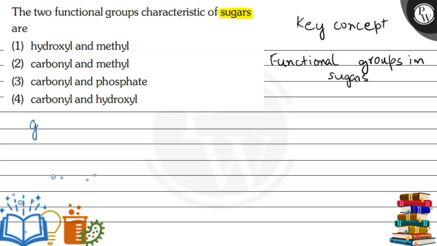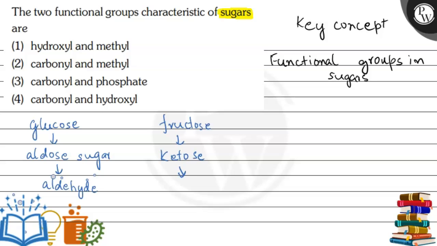Now, if we consider glucose, then glucose is an aldose sugar, which means that it has aldehyde group present in it. On the other hand, if we consider fructose, then fructose is a ketose sugar, which means that it has ketone as its functional group.